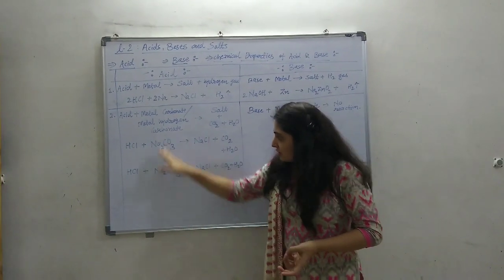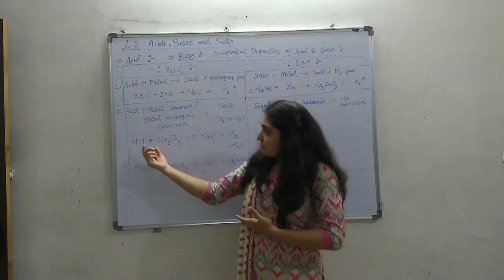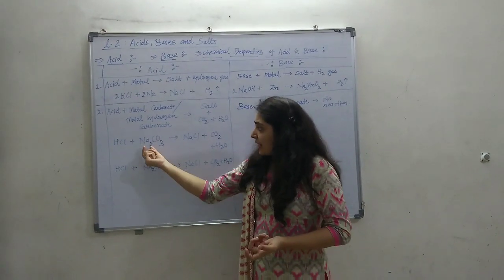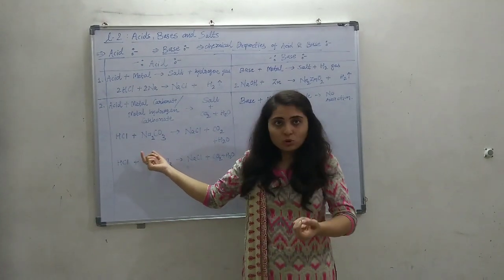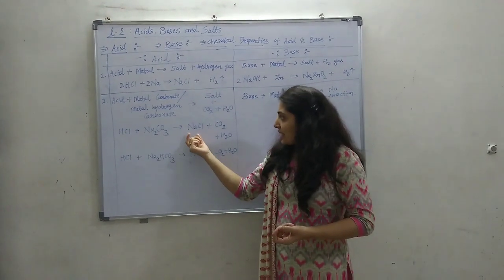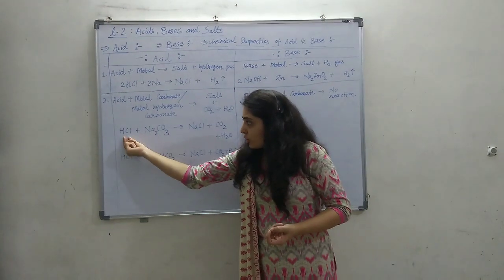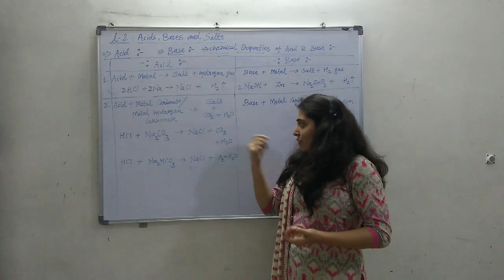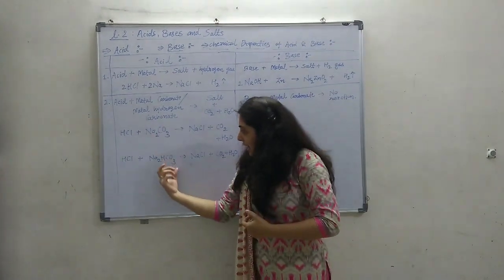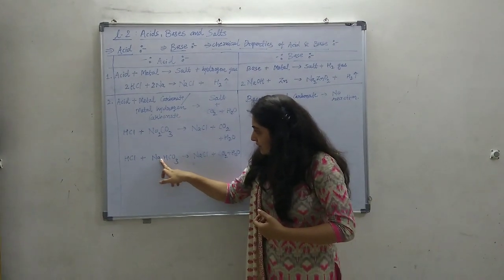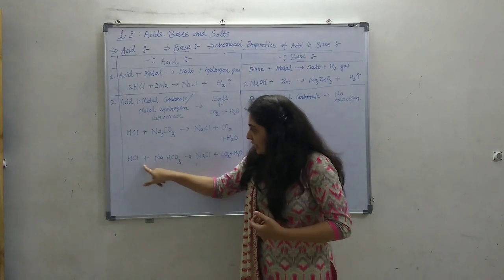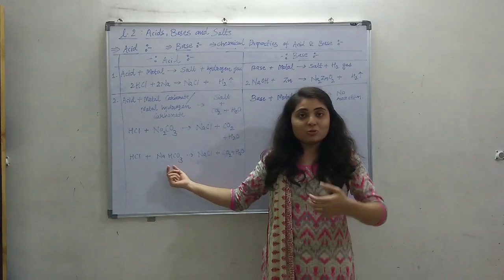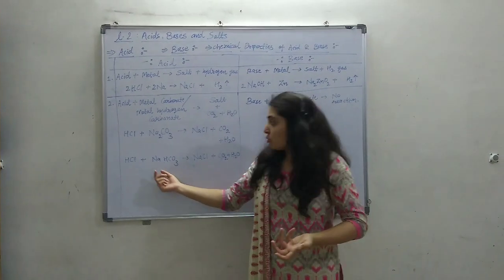The examples of this reaction: acid, HCl, reacts with Na2CO3, that is sodium carbonate, making NaCl, chlorine of this and sodium making NaCl, and carbon dioxide CO2 and water are released. And for hydrogen carbonate, HCl with NaHCO3, that is sodium hydrogen carbonate, which is also called sodium bicarbonate.